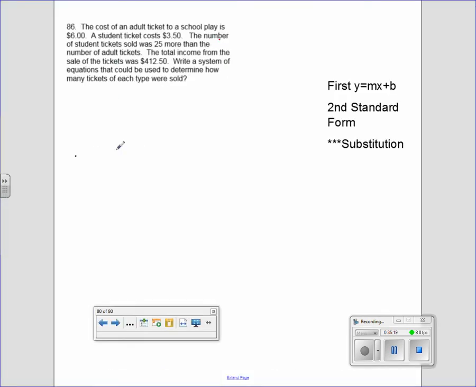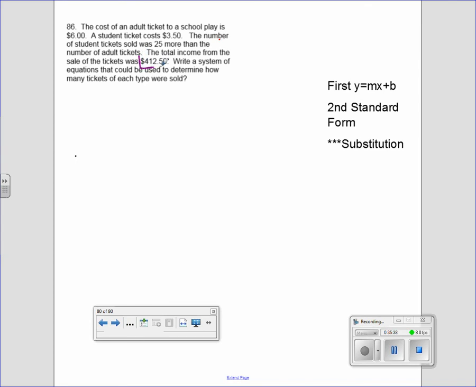So for number 86, it just asks us to write a system. Okay, so let's look at what we have. What I tell my students is to look at the totals that you have in the situation, and that'll help you write at least one of the equations.